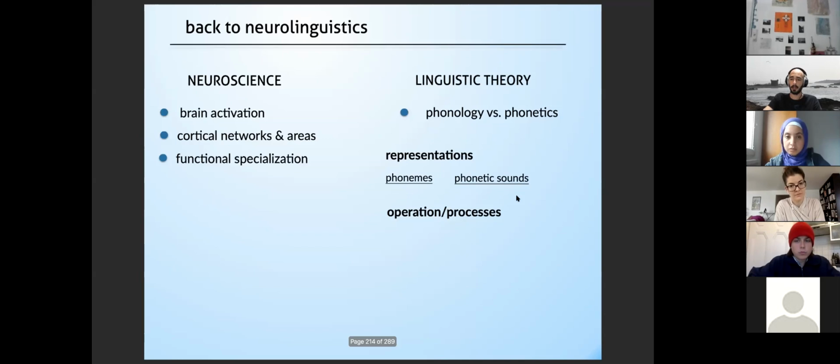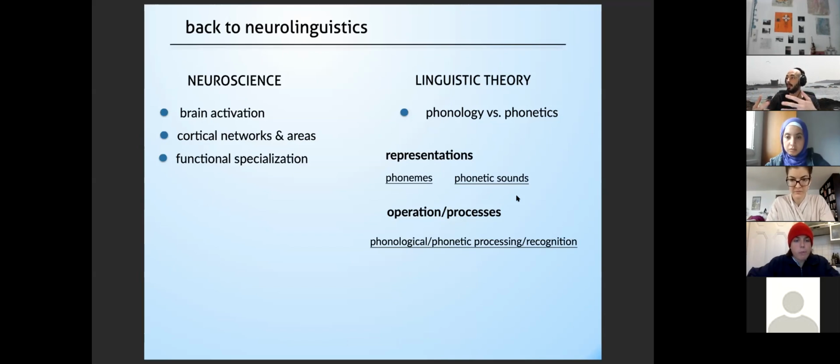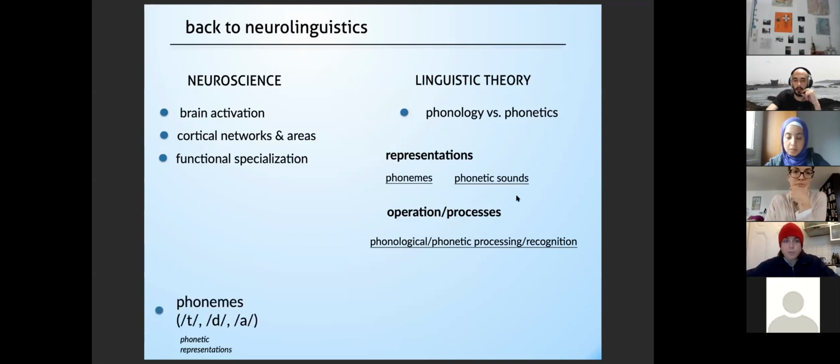For instance, now we're going to talk about phonemes and phonetic sounds, okay? So again, we are kind of at the level of the representation here. And then we can think about the algorithms or the operations that modify these phonemes, or that operate with these phonemes and with phones. Like for instance, phonological or phonetic processing, phonological or phonetic recognition, and the stuff we chatted about in the previous classes. So first of all, what are phonemes?